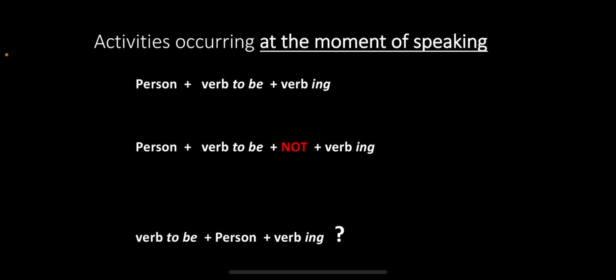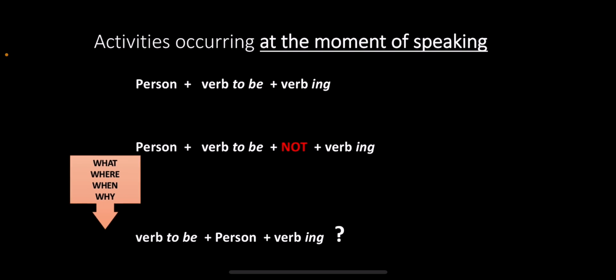For the question, we start with verb to be and then the person. So we change the position of verb to be with the person. Are you studying French this semester? Are, verb to be, you, person, studying, verb in ing, and then we can put a complement. Are you studying French this semester? And those are the three main structures for present continuous.